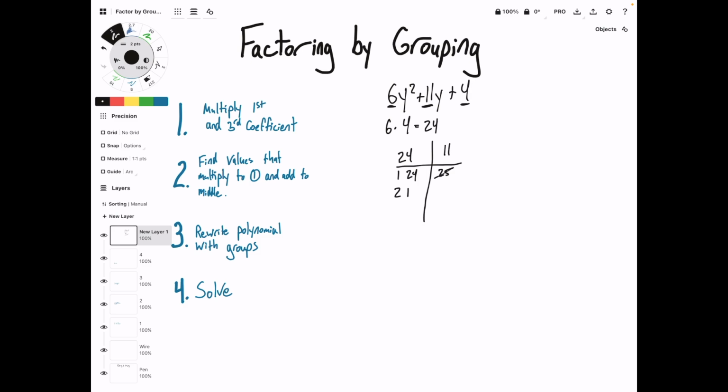Okay, then we try 2 and 12. 2 plus 12 is 14. Again, not what we need. And maybe let's try 3 and 8. 3 plus 8 is 11, so this set of numbers actually looks right.